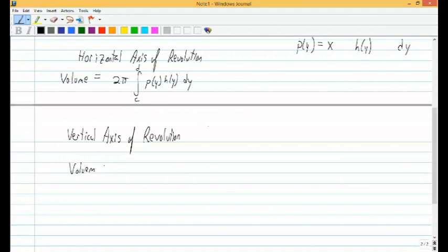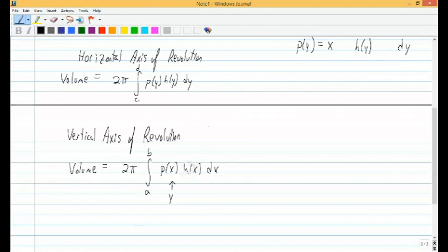volume is equal to 2 pi times the integral from a to b of p of x times h of x dx. The a and the b, that's usually associated with x boundaries. All right, and then of course this is p of x, that's going to be like a y equals x. So most of the time, unless there's some missing space, most of the time that's just going to be y.